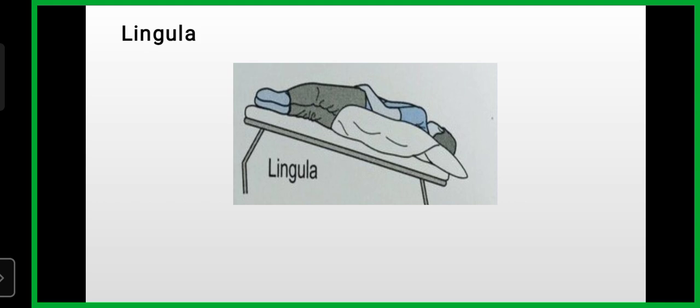The foot of the bed should be raised 35 centimeter, like 14 inches from the ground. The chest is tilted to an angle of 15 degrees. The positioning of the lingula is the same as the middle lobe positioning.